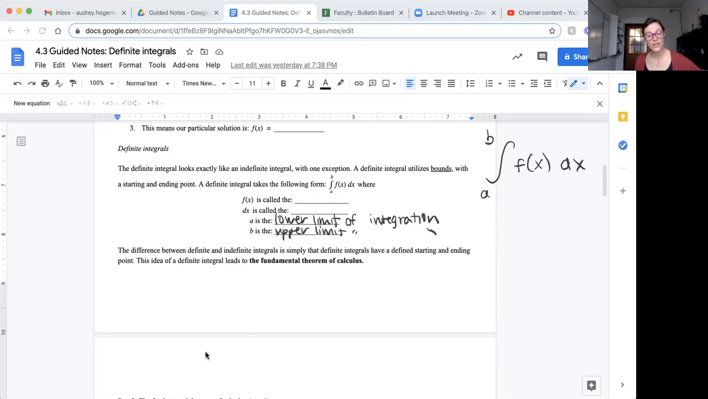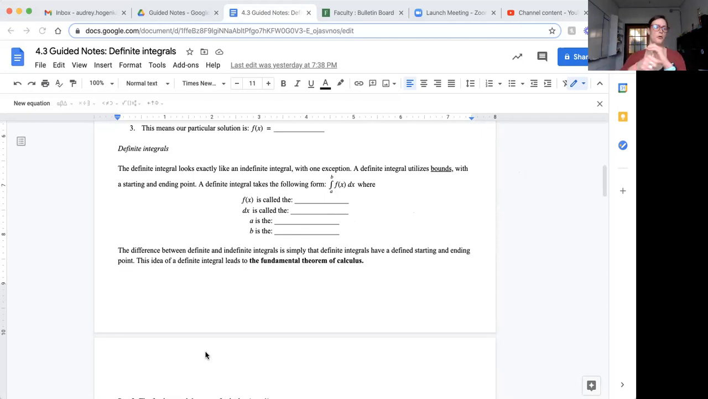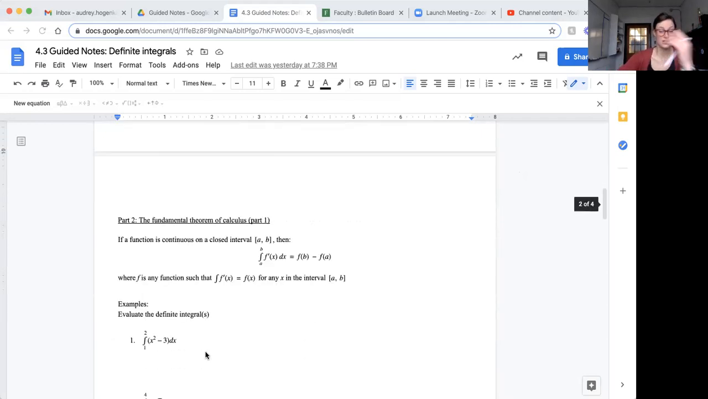And this idea of definite integrals brings us to the fundamental theorem of calculus. Sounds like a really big deal, like the fundamental theorem, which it is. It's pretty big. Basically, the fundamental theorem of calculus is what allows us to evaluate definite integrals.